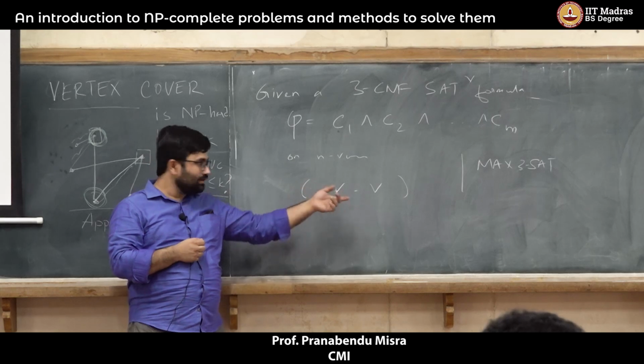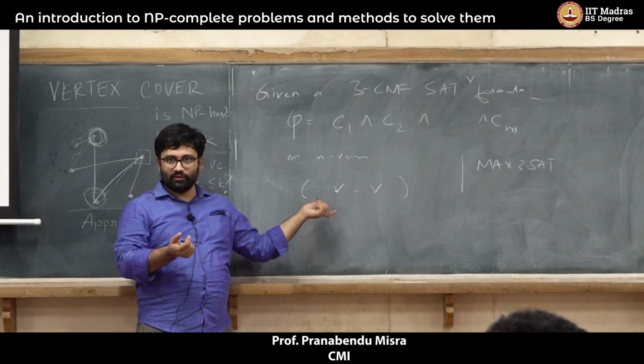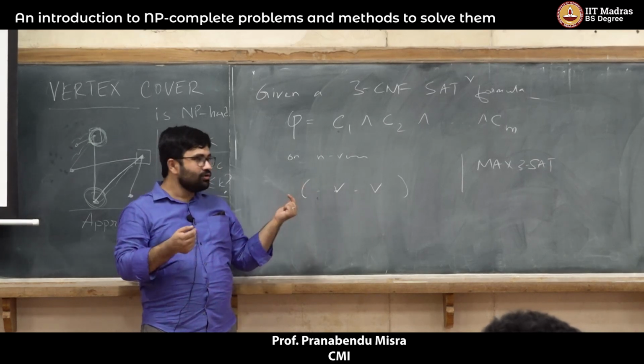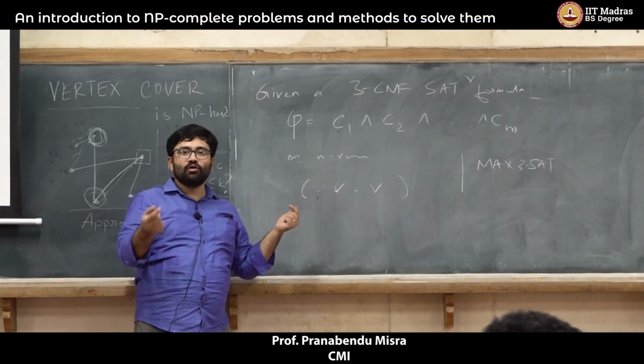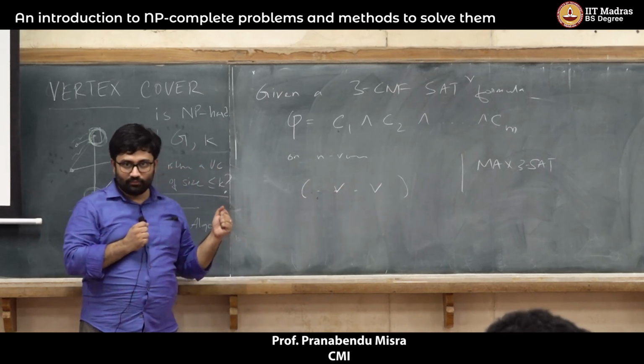There are three literals in that clause. Each literal is either a variable or the negation of a variable. So if I randomly set a particular variable to true or false, its negation will also be randomly set to true or false. Right? So when is this clause satisfied?